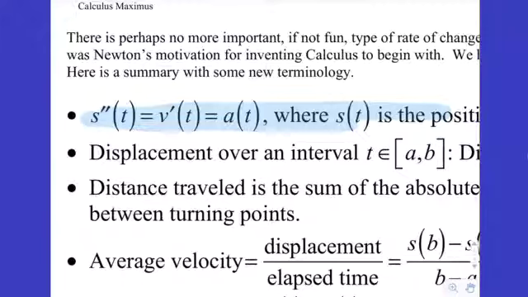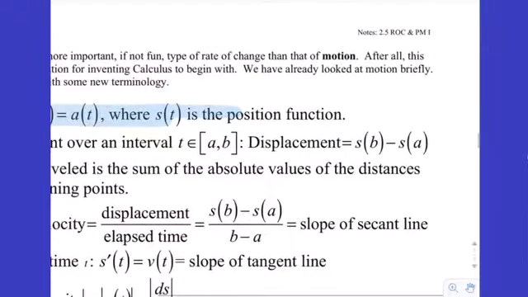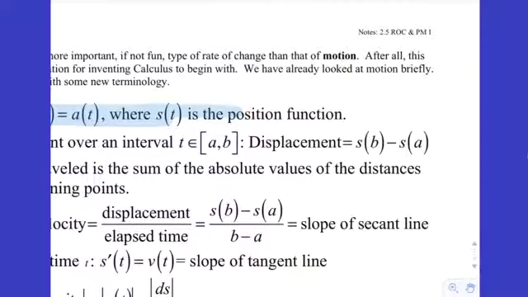The second derivative of position is the first derivative of velocity, which is acceleration. Displacement is net change in position. It's your final position minus your initial position. So if we let S of t be the distance equation, then S of b minus S of a is the displacement on the interval from a to b.